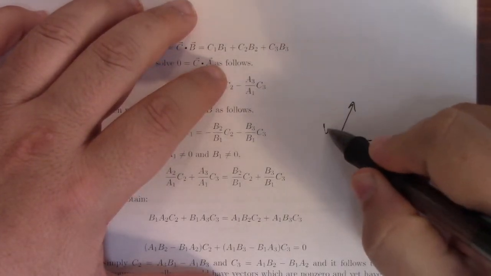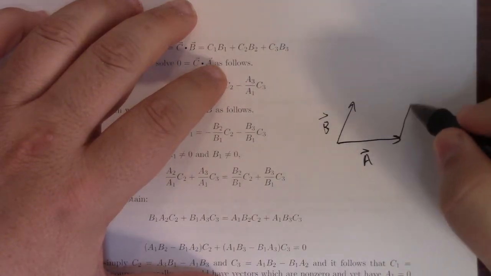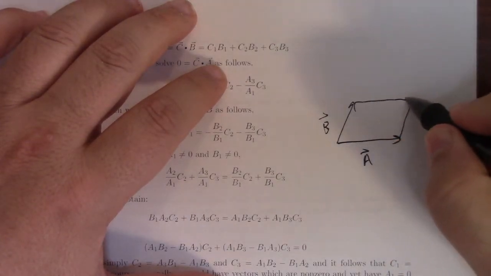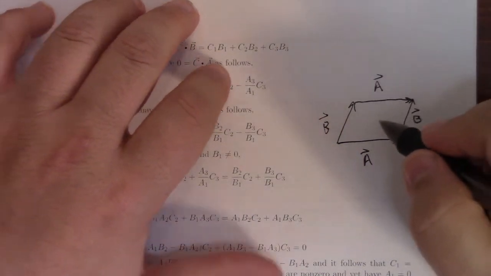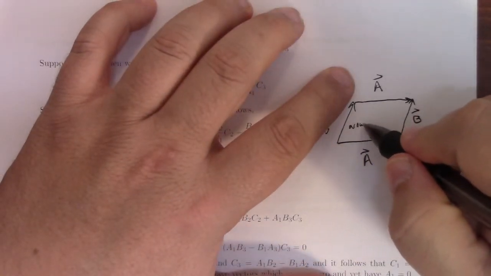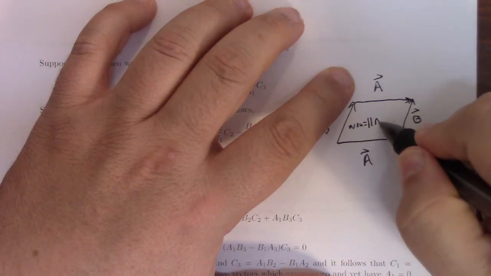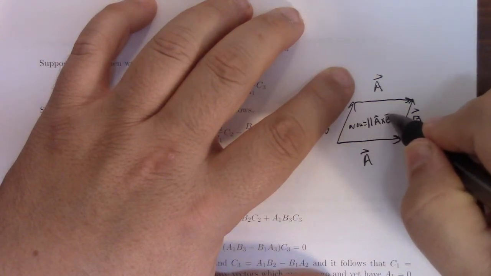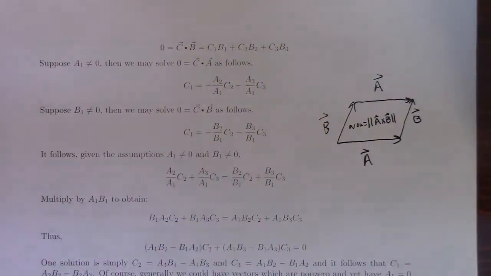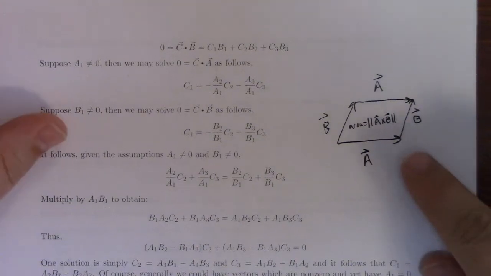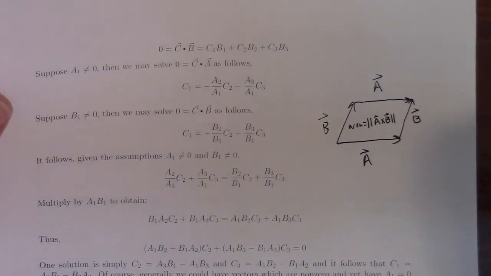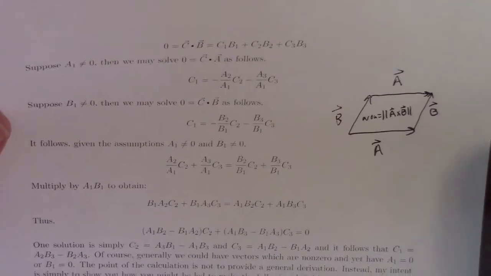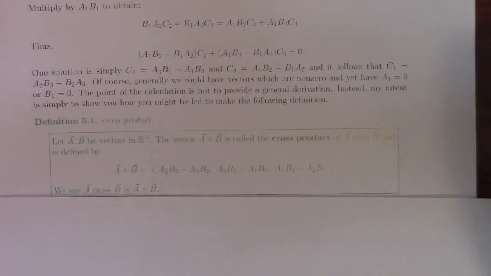So if I have A and B, and I make a parallelogram by putting B over here too, and A over here like that, well then this is a parallelogram, and the area of that parallelogram is equal to the magnitude of the cross product. So that paired with the right-hand rule, paired with the insistence that A cross B be perpendicular to A and B, that forces the definition that we have, all right? So, anyway, here's the definition.